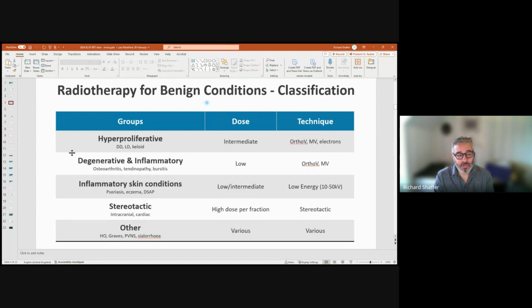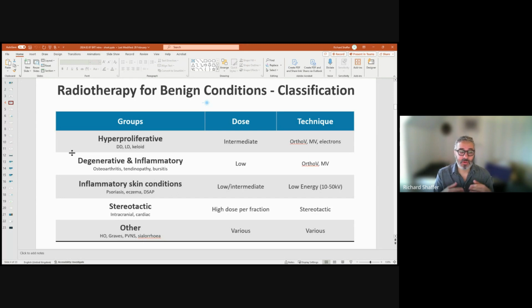I'm sure you've all heard of the stereotactic indications, and of course there's plenty of intracranial indications, including things like meningiomas, acoustic neuromas, trigeminal neuralgia, and so on. And there are new techniques for treating particularly ventricular tachycardias, so cardiac arrhythmias. And this, of course, is a high dose per fraction, very focused X-rays, very complex, using stereotactic techniques.